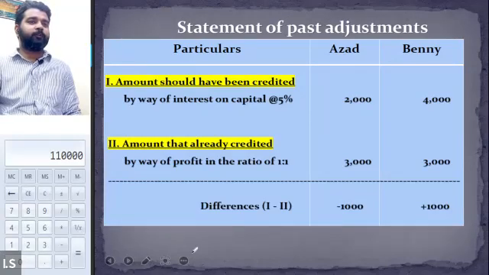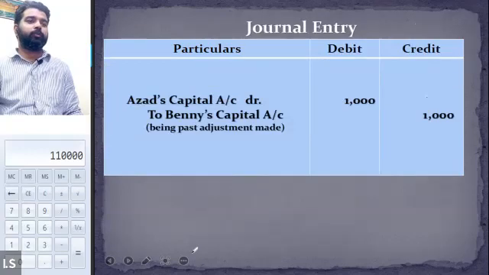Statement of past adjustment. We have three columns: particulars, as I've been running. First is the amount that should have been credited by way of interest on capital at 5%, 2,000 and 4,000. And the amount that was already credited among the partners by way of profit is 3,000, 3,000 each. So that means Azad has been underpaid by 1,000 and Benny was overpaid by 1,000. To rectify the entry, we will pass the journal entry, something like this: Benny's capital account debit to Azad's capital account.